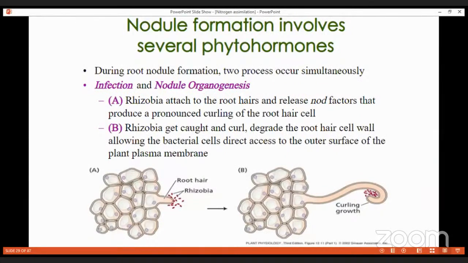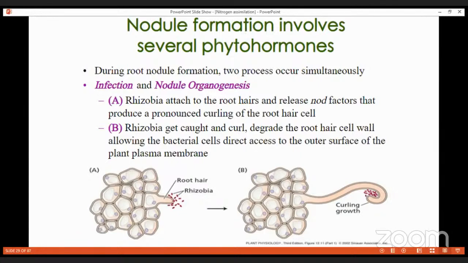So how nodule formation is happening, it is also involving different phytohormones. During the nodule formation, two processes are happening simultaneously. The first one is the infection of the root cells or root hairs at the elongation zone, and then the nodule organogenesis. As you know, organogenesis basically involves two types of hormone, either auxin or cytokinin. Okay, so two processes are involved.